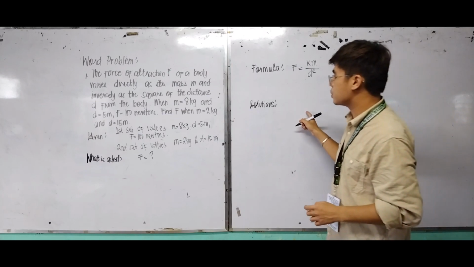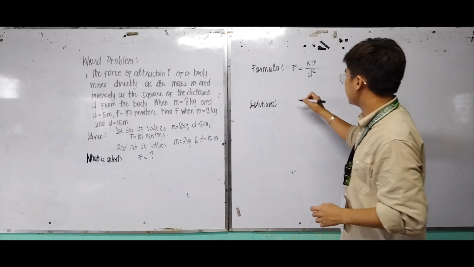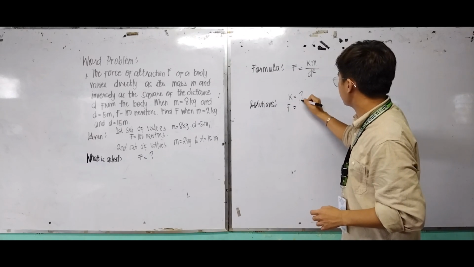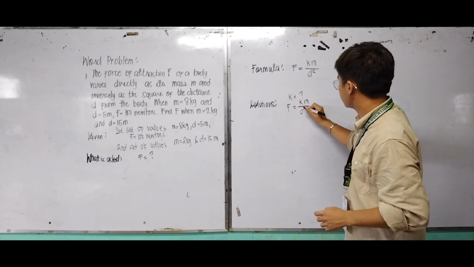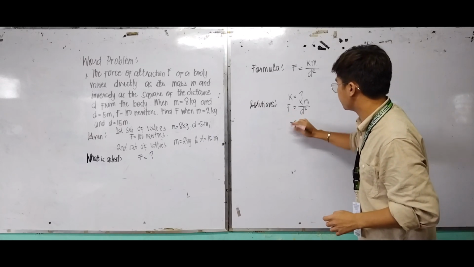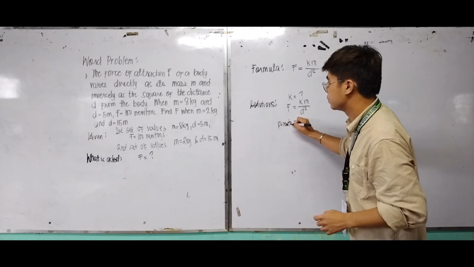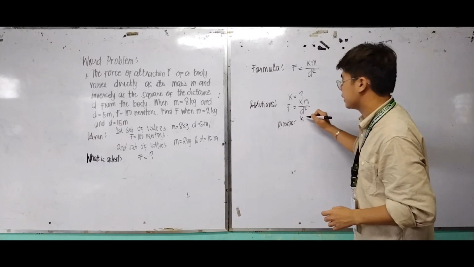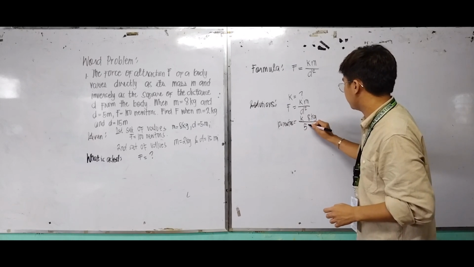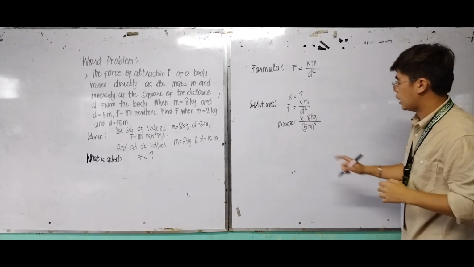Now we will substitute the first set of values to the given equation. We will find the K first. So we have F equals K times M over D squared. So we have here the given 100 newtons, then we have K times 8 kilograms over 5 meters squared. So we will now simplify the given values.